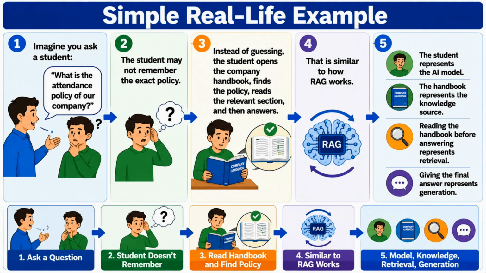Now we will see a real life example. Imagine you ask a student, what is the attendance policy of our company? The student may not remember the exact policy. Instead of guessing, the student opens the company handbook, finds the policy, reads the relevant section, and then answers. That is similar to how RAG works. The student represents the AI model. The handbook represents the knowledge source. Reading the handbook before answering represents retrieval. Giving the final answer represents generation.